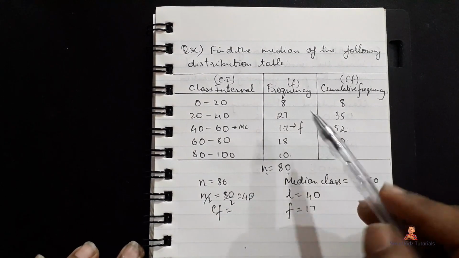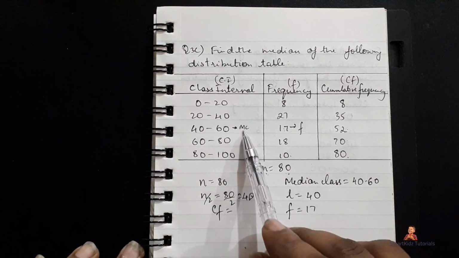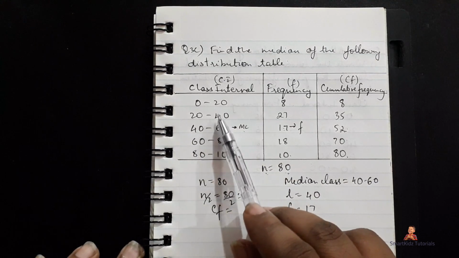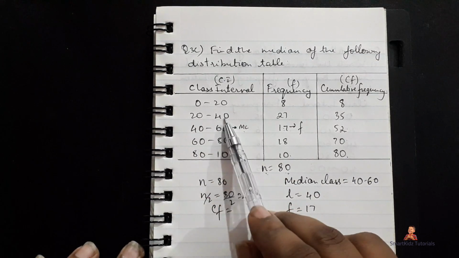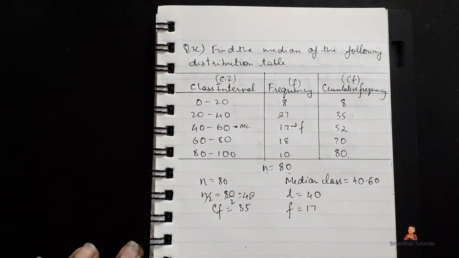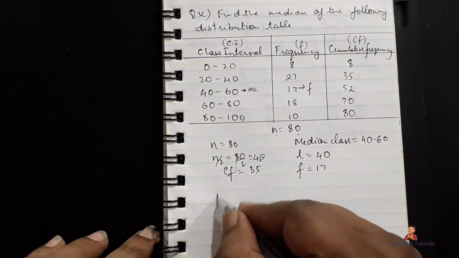Now the cumulative frequency is the frequency of the class preceding the median class. So this is the median class, the class preceding the median class is this one. We need to look at the cumulative frequency of this particular class interval, that is 35. That becomes our CF. Next we need to put all these values in the median formula to find out the median.